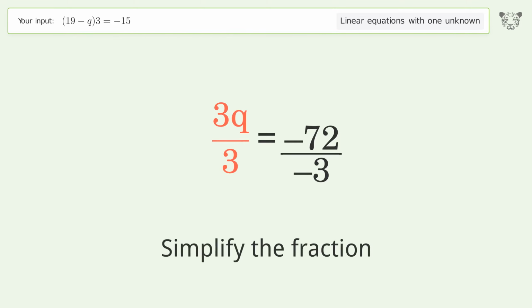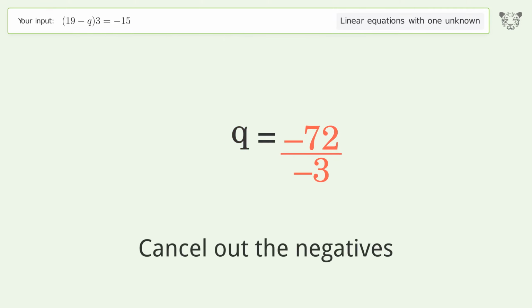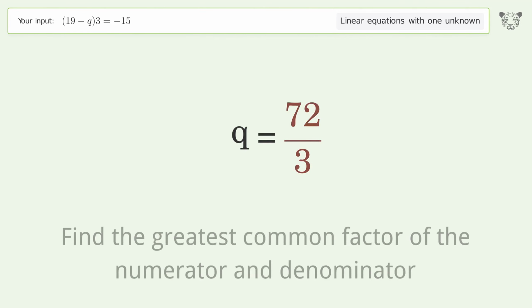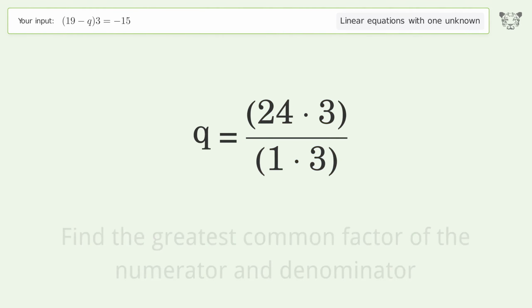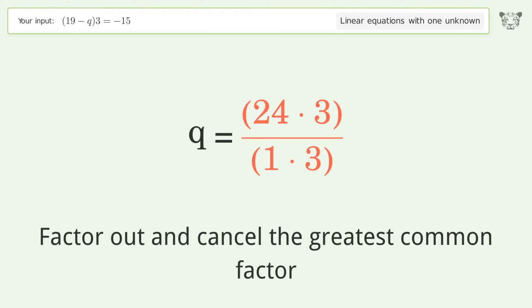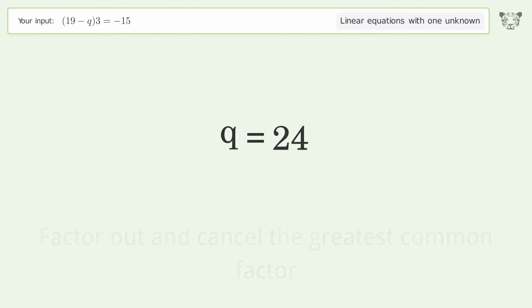Simplify the fraction. Cancel out the negatives. Find the greatest common factor of the numerator and denominator. Factor out and cancel the greatest common factor. And so the final result is q equals 24.